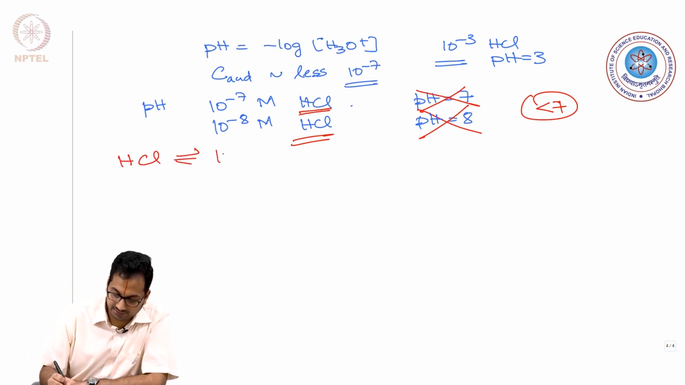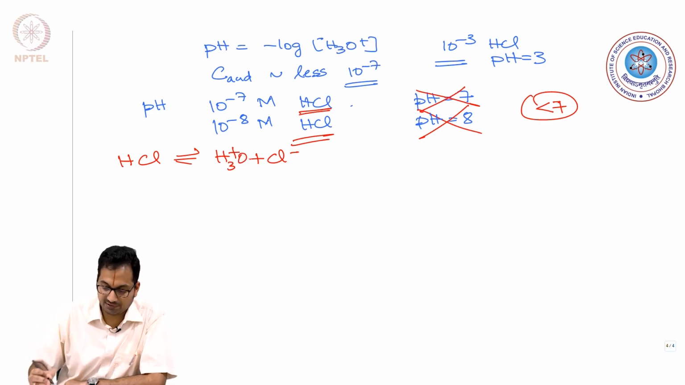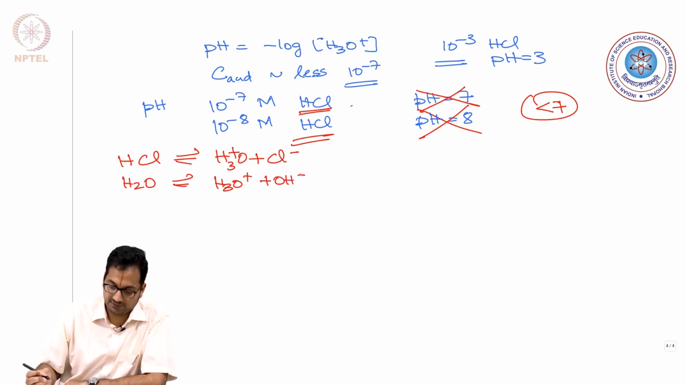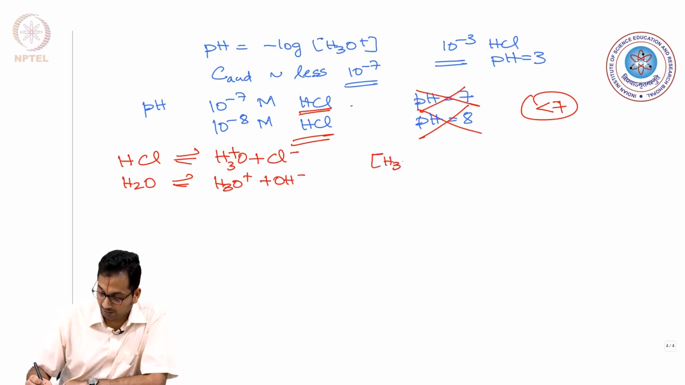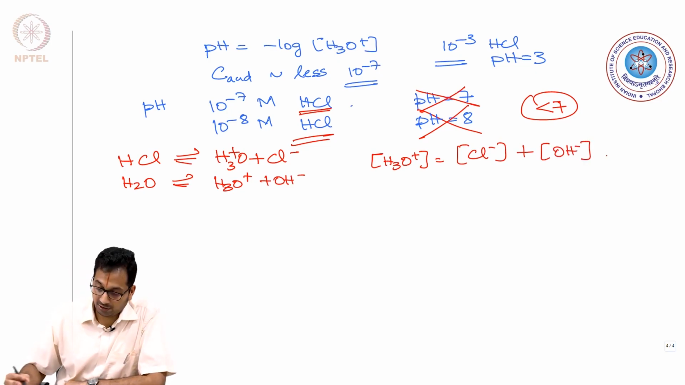HCl at this concentration can be very well approximated to be completely dissociated into hydronium ions and chloride ions in the presence of water, and water of course undergoes self dissociation into hydronium ions and hydroxyl ions. So therefore, the total concentration of hydronium ion in such a case is going to be given as a sum of the concentration of the chloride ion and that of the hydroxyl ion that comes from water's self dissociation.